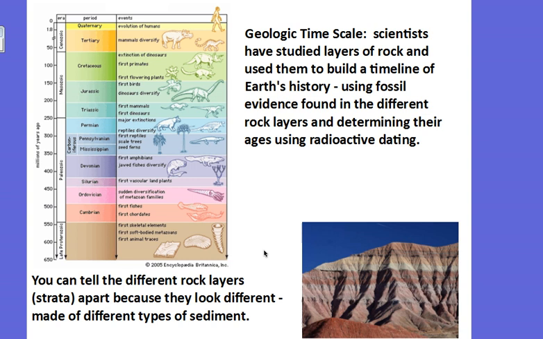Okay, and again, you can tell different rock layers or strata apart because they look different, because they're made up of different types of sediment. Different types of material were in the atmosphere, were being laid down during these different periods of time.